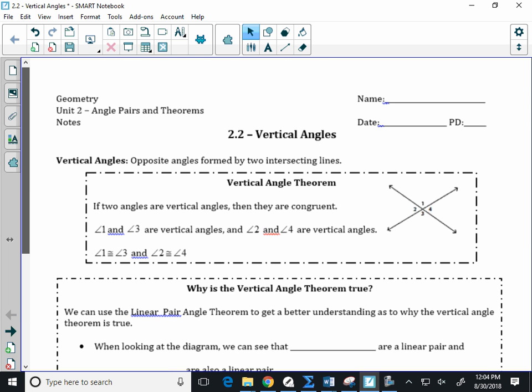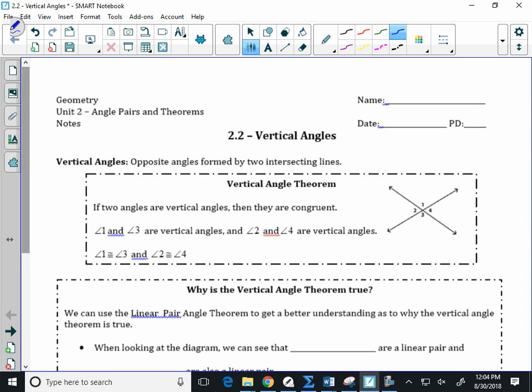Vertical angle. All vertical angles are opposite angles formed by two intersecting lines. If we look at this diagram in the box, you notice how these two lines are intersecting? I like to think they're making an X. So you have two lines making an X. The angles that are across from each other are vertical. So 2 and 4 are vertical angles, they're right across from each other. 1 and 3 are vertical angles because they're right across from each other.